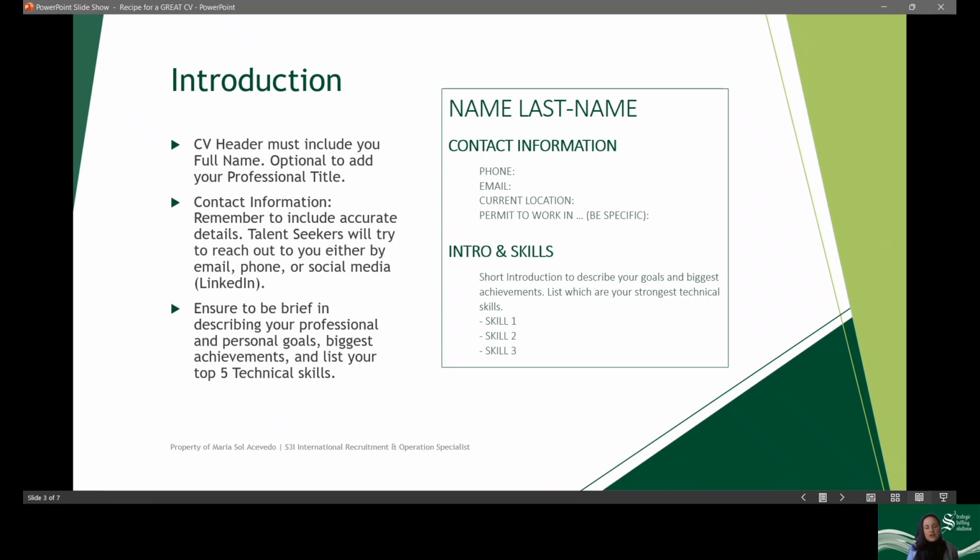Going more into the introduction and skills, I recommend not writing more than 3 to 4 lines about yourself. You want to highlight your professional and or personal goals, what you're aiming for, why you want this job, any big achievement that you would like to highlight above your work experience. And this is more for technical positions, but if you have any highlighted technical skills, then you would have to put them in bullet points and list them underneath. Not more than 5. Just list the most important ones and relevant for the job that you are looking for.